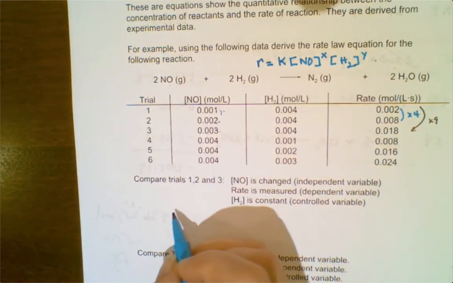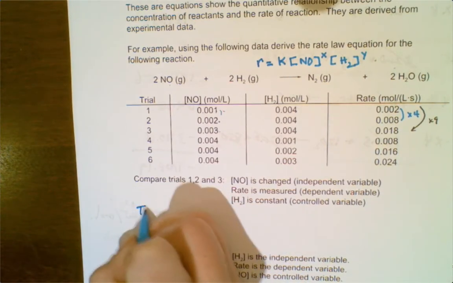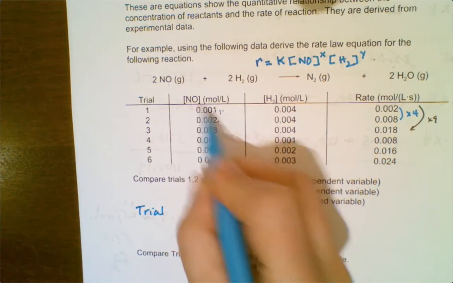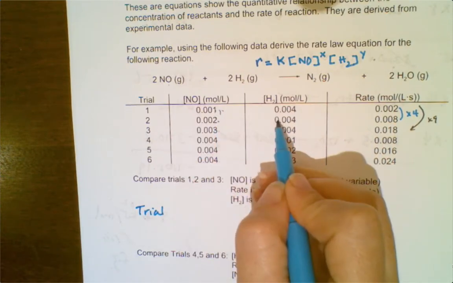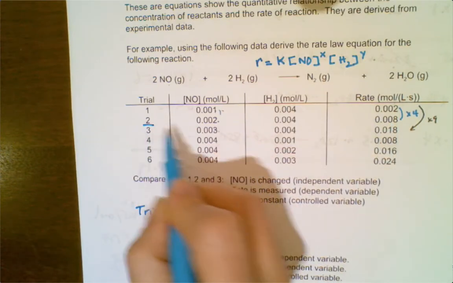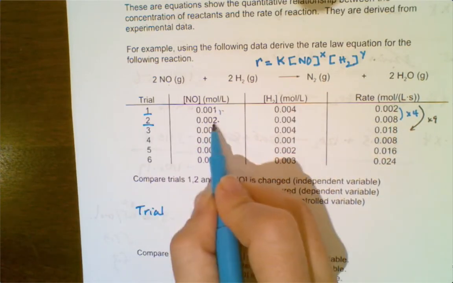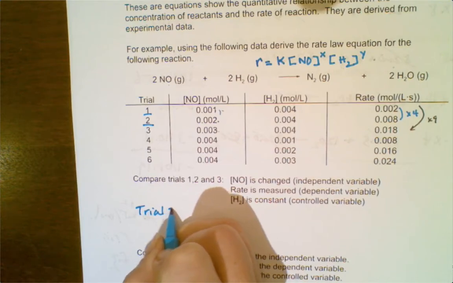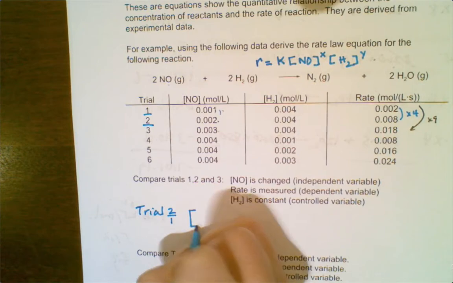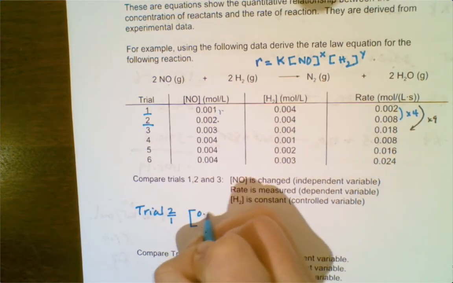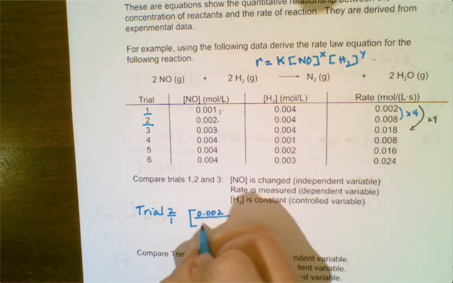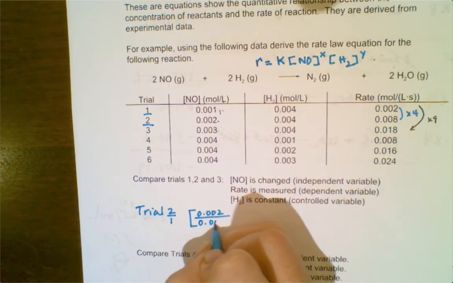Or I can set it up like this. So I can take a look at trials, and what I want to do is pick 2 trials where the NO is changing, H2 is held constant, and see the effect on the rate. So I will pick trial 2 and 1, and I'm going to divide trial 2 by trial 1. So I take a look at the concentrations at trial 2, 0.002 moles per liter, and I divide that by 0.001.